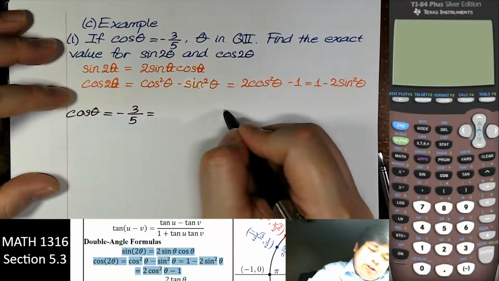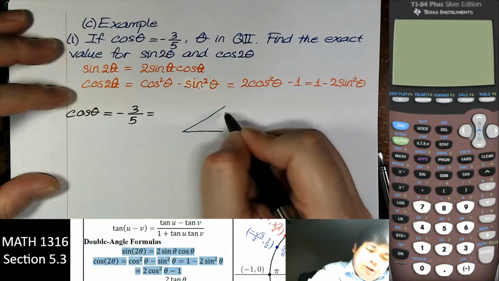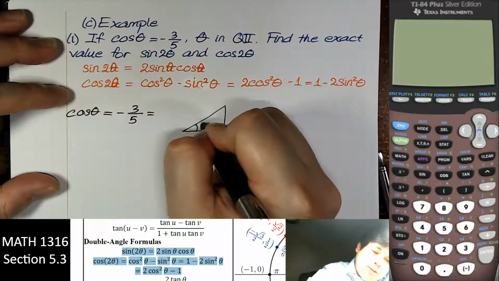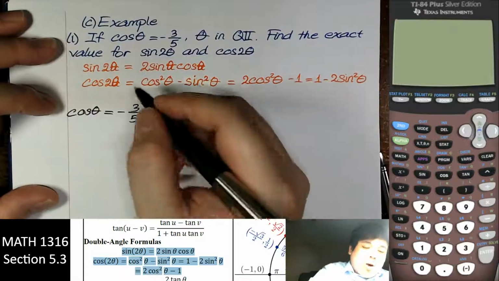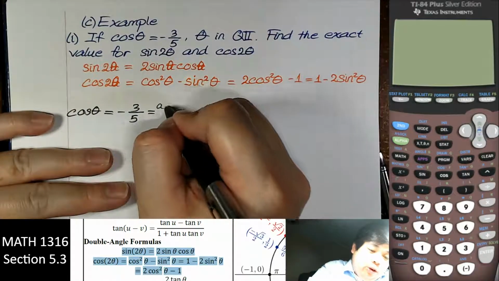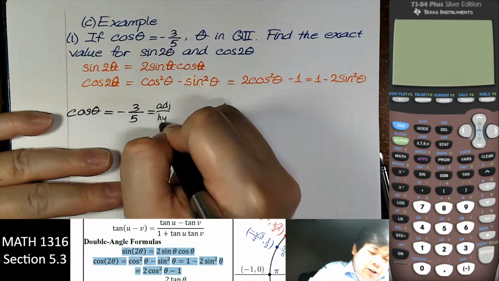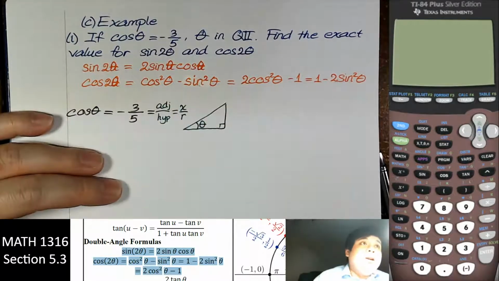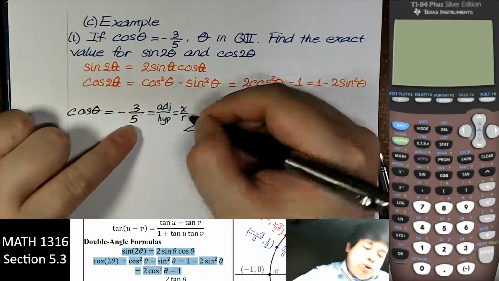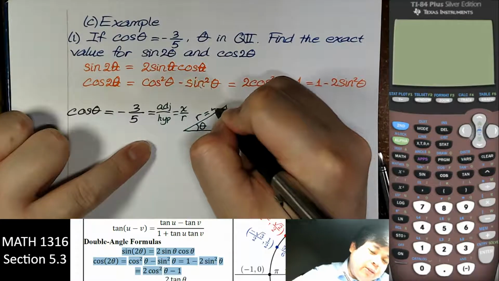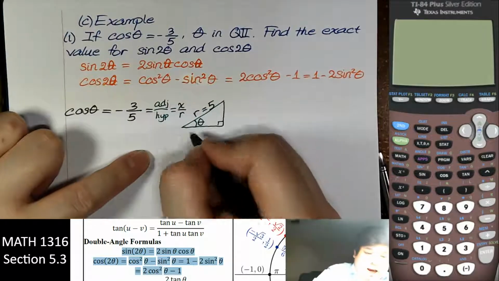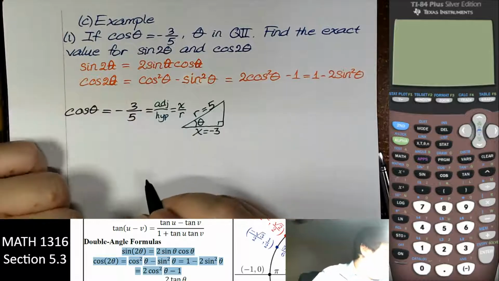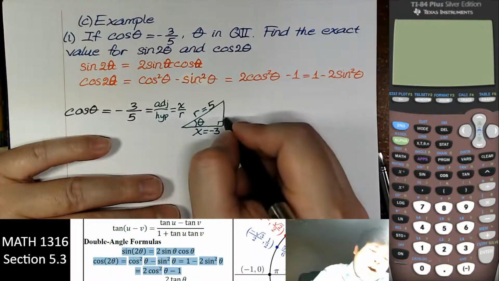So cosine of theta is negative 3/5 for a triangle. Cosine is adjacent over hypotenuse, or x over r. So r is always positive, so we choose r to be 5. And x is negative 3 in this case. And then we just need to find y.